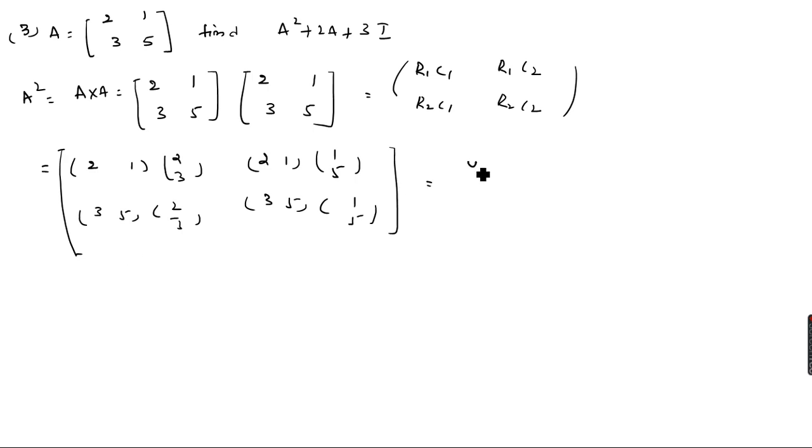So therefore it is nothing but 4 plus 3, 2 plus 5, 6 plus 15, 3 plus 25. So we get that 7, 7, 21, 28.